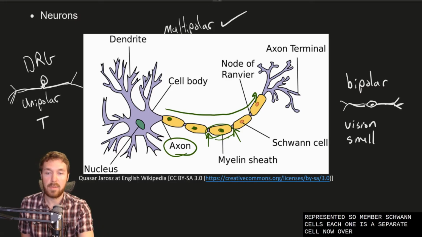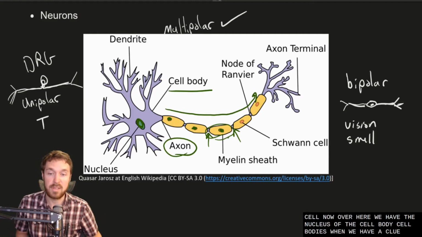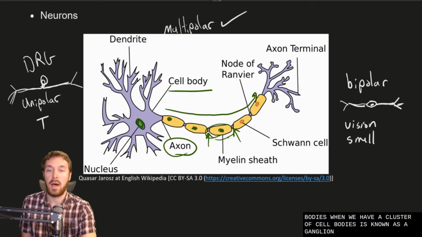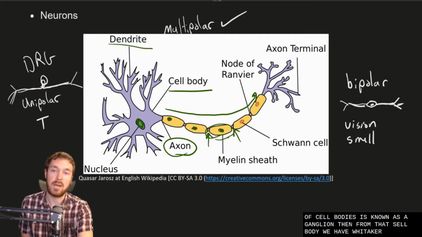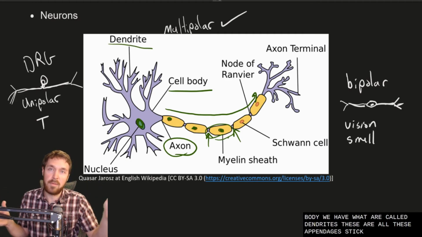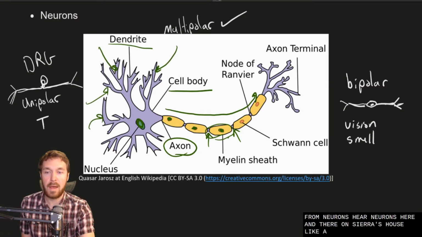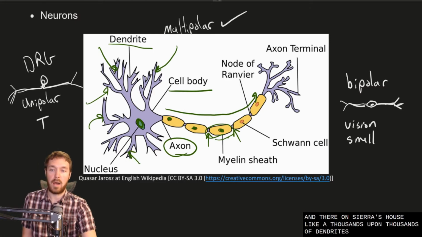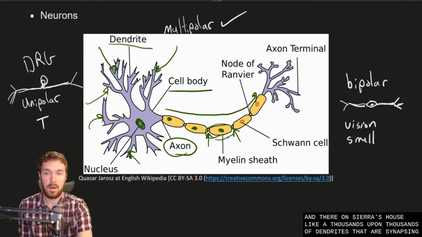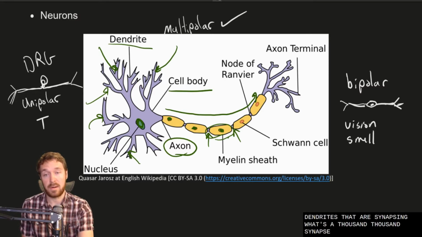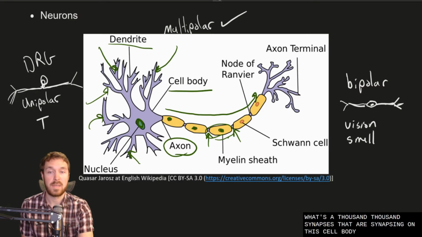Now over here we have the nucleus of the cell body. A cluster of cell bodies is known as a ganglion. Then from that cell body, we have what are called dendrites. These are all these appendages sticking off that are receiving signals. So we might have signals coming in from neurons here, neurons here, neurons here. So there are going to be thousands upon thousands of synapses on this cell body, sending the signal.